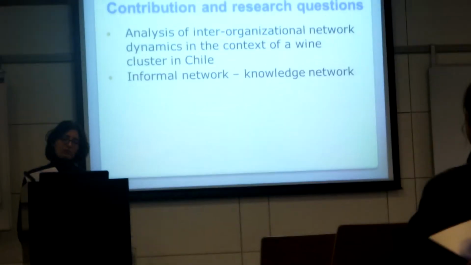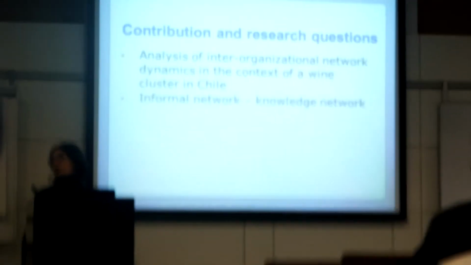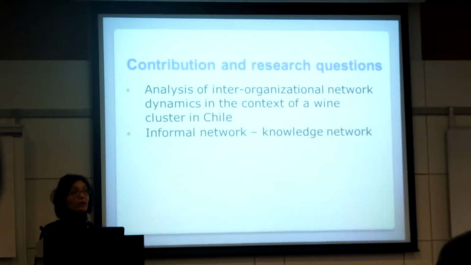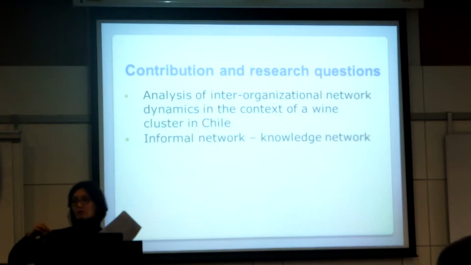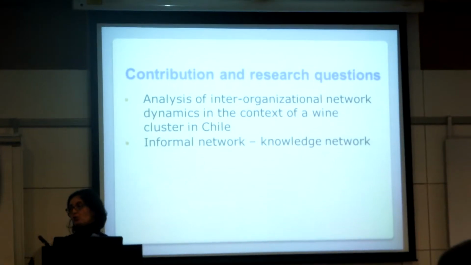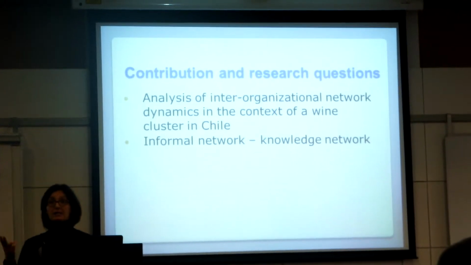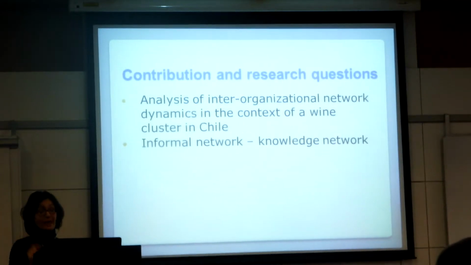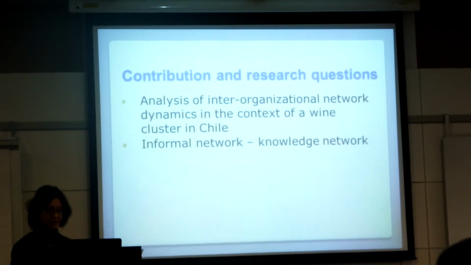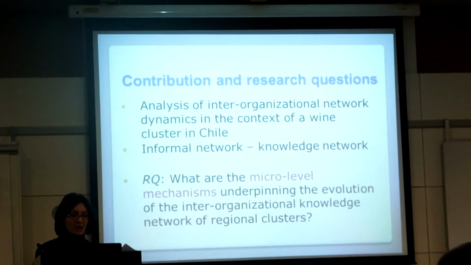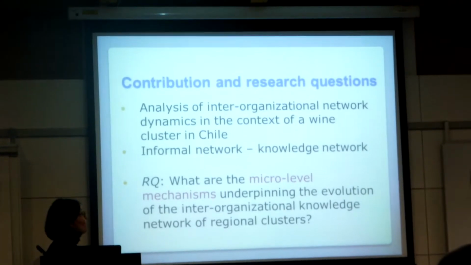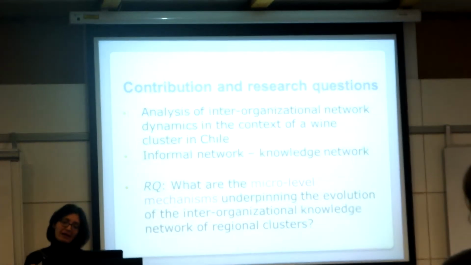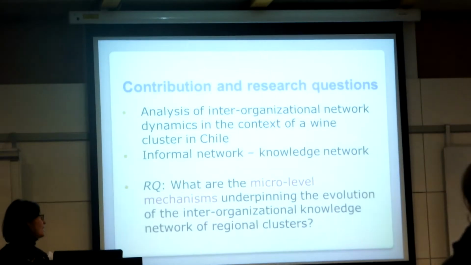The focus of this paper is on interorganizational networks, but the interorganizational networks are mapped and analyzed through the informal networks. So these are the networks formed between knowledge workers working within firms. So I map the relationship between firms through the informal advice existing between different types of technical personnel, like in this case agronomists and enologists. So it's an informal network that I'm focusing on. And the main research question is looking at the micro-level mechanism underpinning the evolution of the interorganizational network.